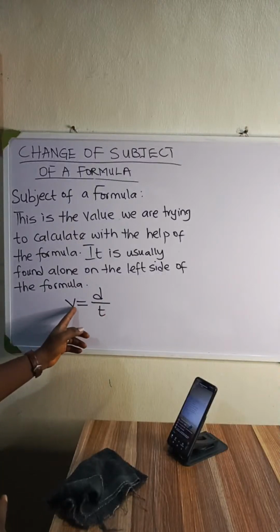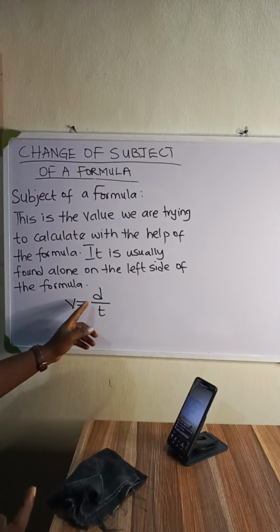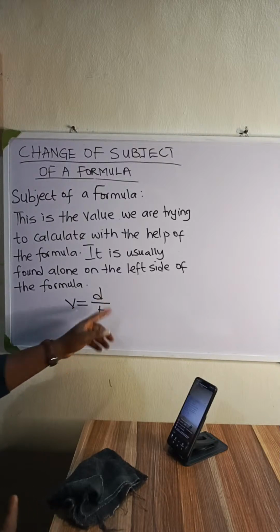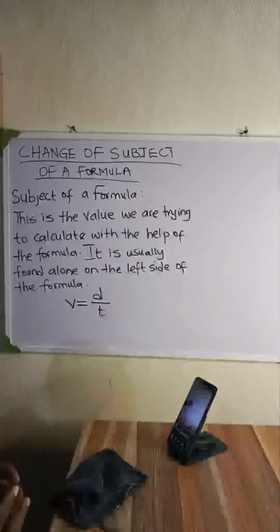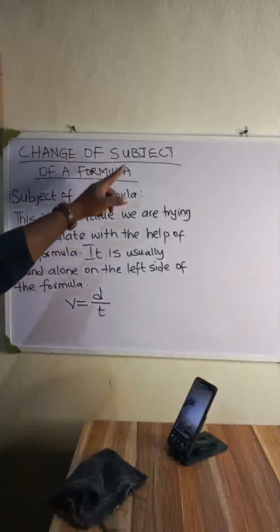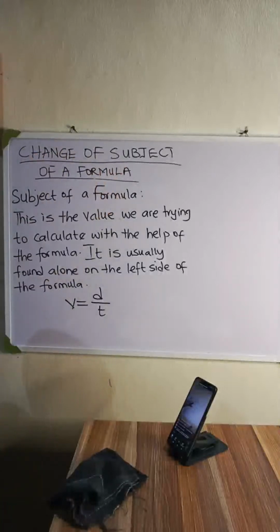Okay, so V is the initial subject. Now, you might be asked to make D the subject. That means you're asked to change the subject so that D will come to the left side and V has to move to the right side. So the process of doing that is what we call change of subject of a formula. So that is what we are going to start looking at right now.